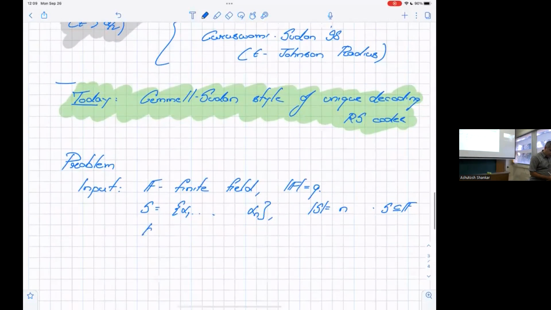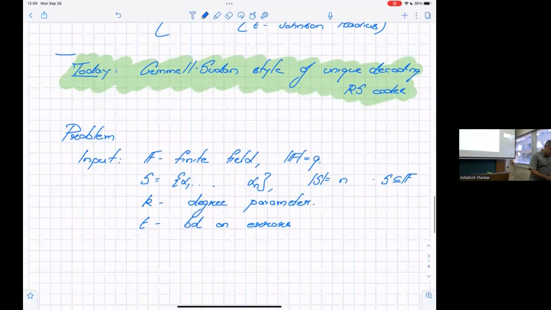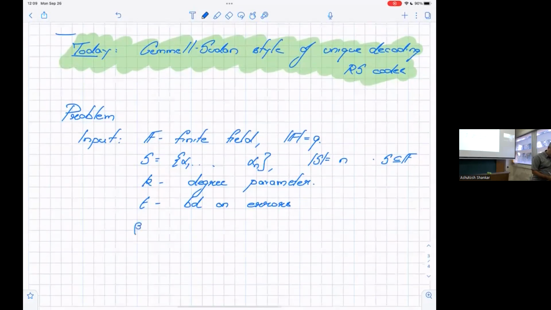You're given k, which is the degree parameter. You're given t, a bound on the errors. And finally, you are given the vector beta, which is beta 1, beta 2, up to beta n. That's the received word.